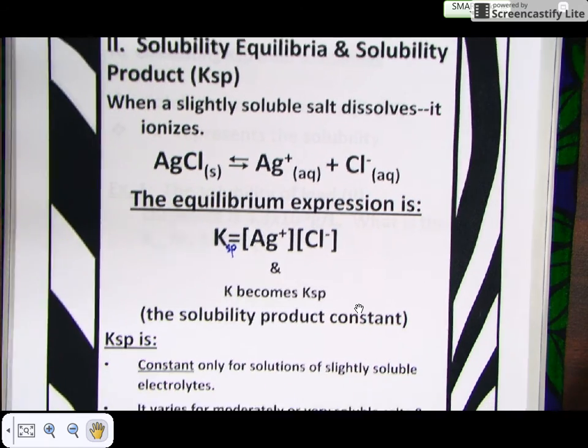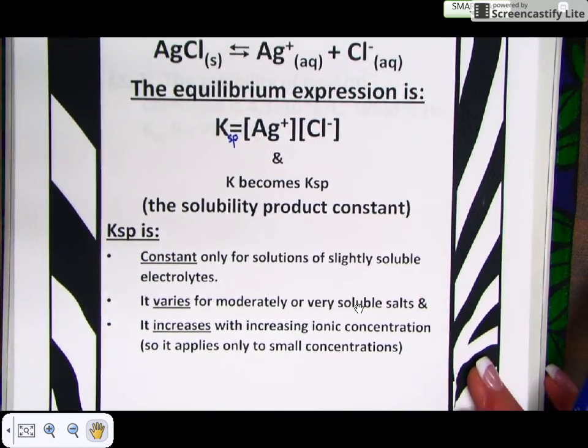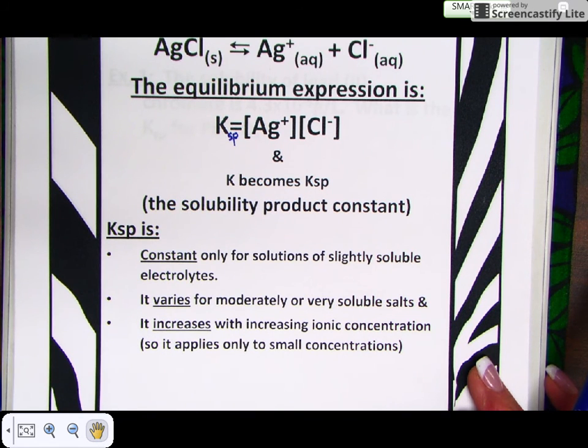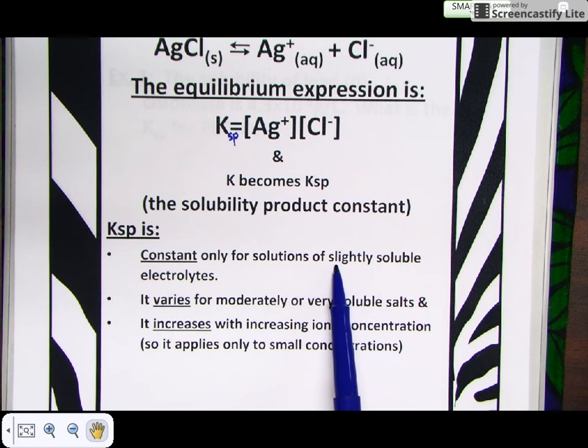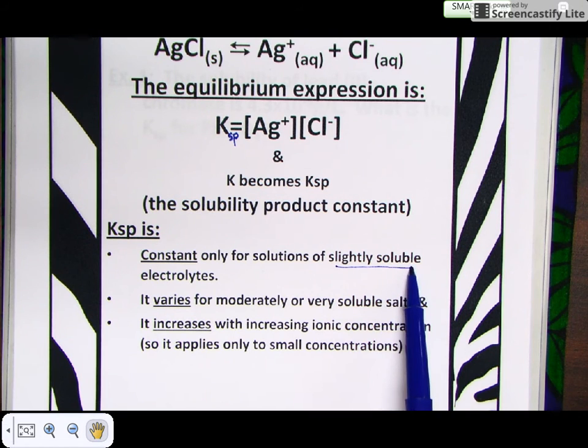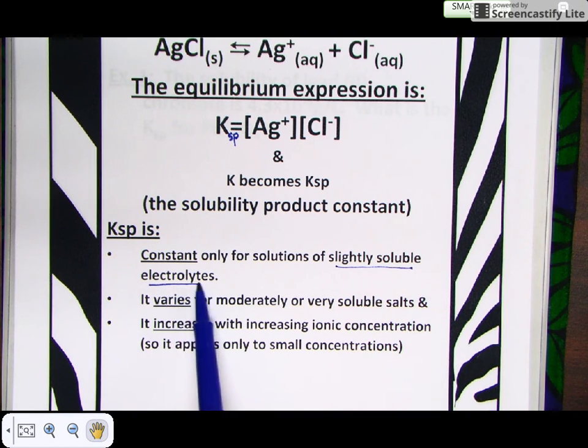A couple of facts about KSP. The KSP is constant only for solutions that contain slightly soluble electrolytes or slightly soluble salts. It varies moderately for very soluble salts, and it increases the higher the ionic concentration is. So this concept will apply only to small concentrations.